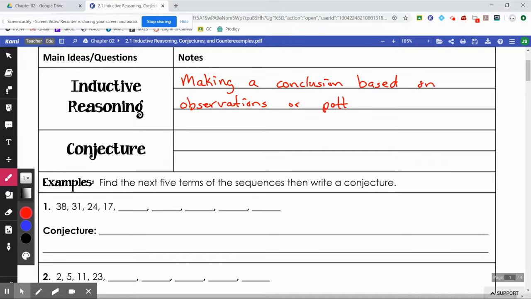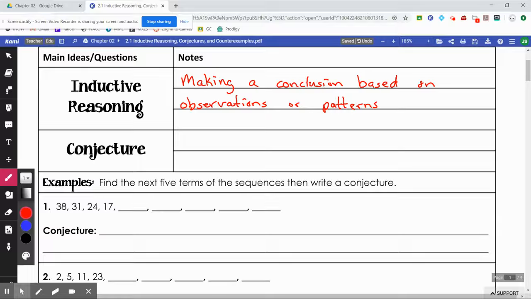Let me give you an example of you using inductive reasoning. Let's say that John every Thursday wears his red shirt. No Thursday has ever passed that he has not worn his red shirt. So, man, tomorrow's Thursday. I bet John wears his red shirt. That's an example of inductive reasoning.